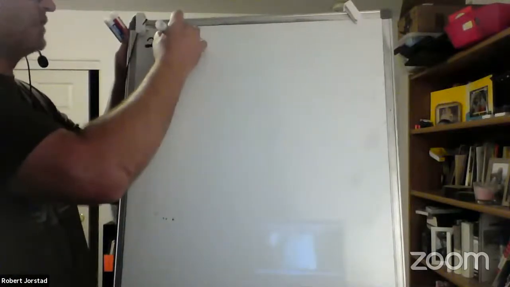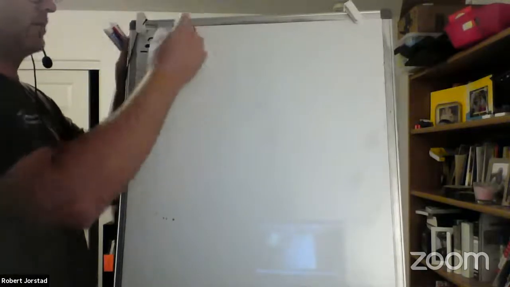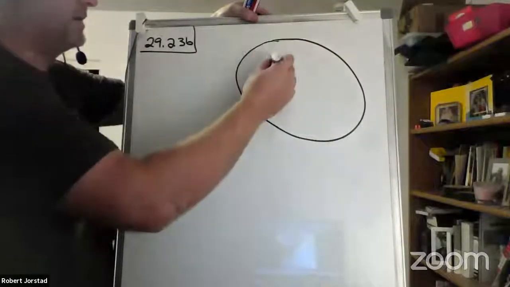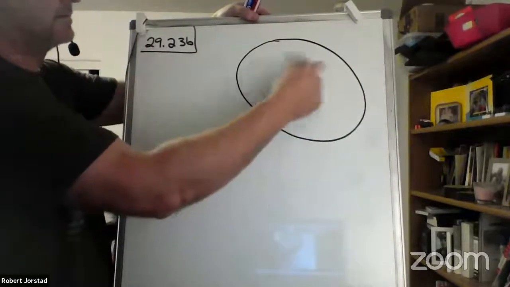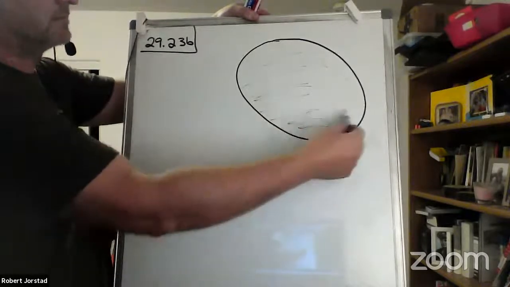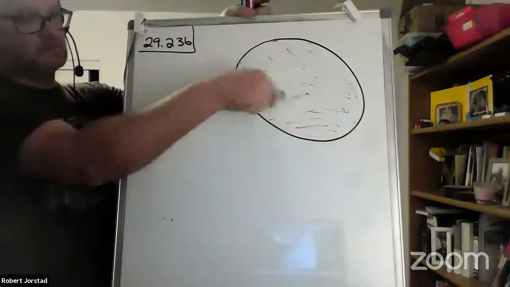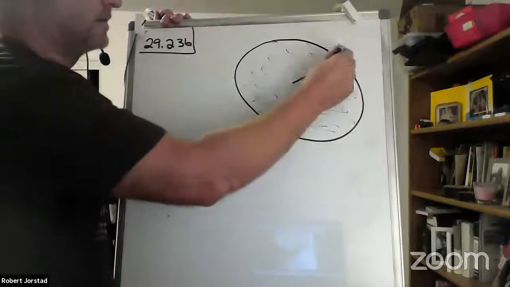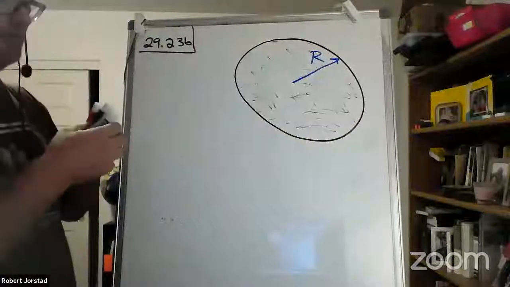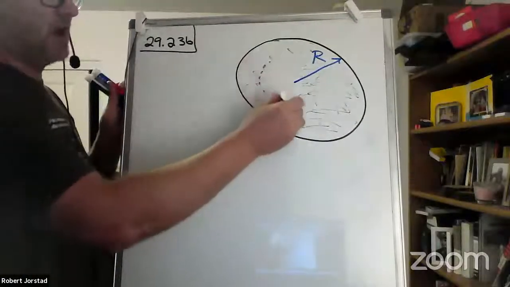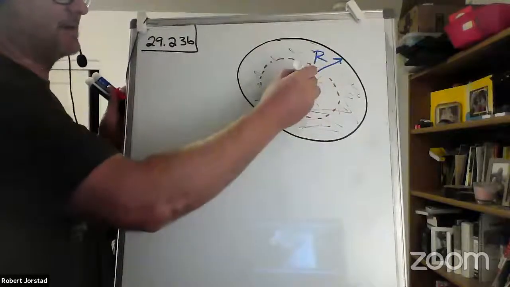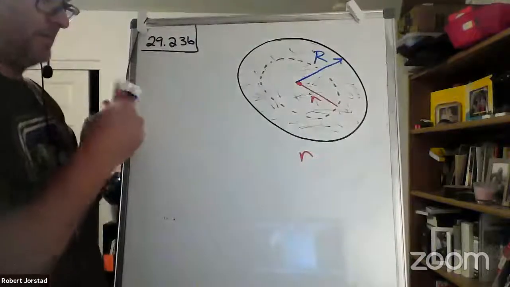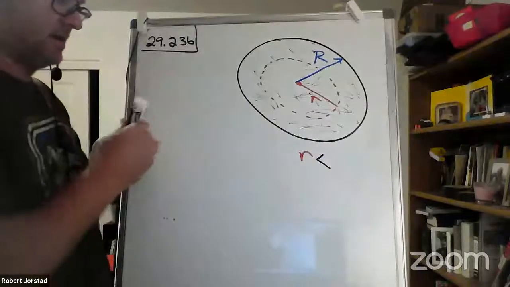We're going inside the wire. Okay, so now there's our wire. That distance is capital R. And now what I want to do is I don't want to enclose all of it. I just want to enclose some of it. So now we're doing little r less than big R.